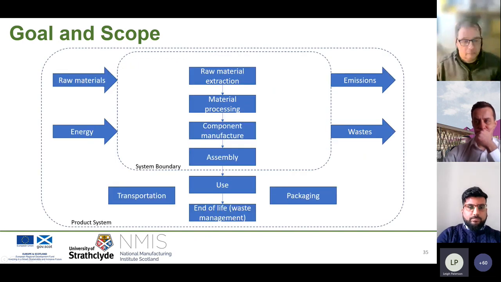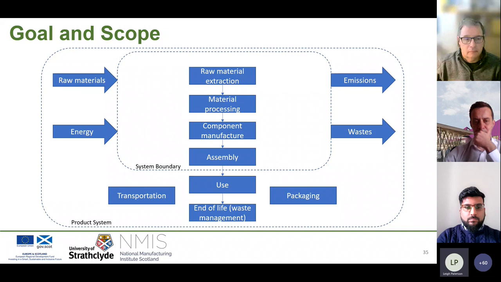So you've got raw material extraction, material processing, component manufacture, assembly, use, end of life. I've also got transportation and packaging in there. So the box all the way around is your product system. So you can see it encapsulates every aspect of the process, as well as energy emissions and so on. Whereas the system boundary perhaps is only looking at a very small amount, so in this example, you're looking at a cradle to gate approach. But again, if you wanted to only look at one aspect, you could pull your system boundary down. Next slide, please.